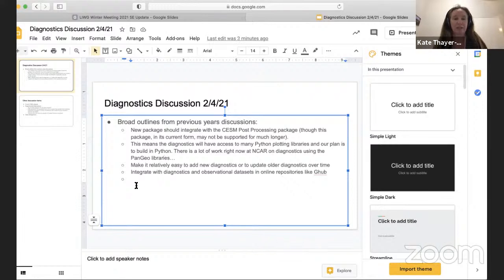And again, we also want to integrate with the diagnostics and observational data sets and online repositories like GHub or other places where observational data sets are available that would be useful for comparisons. So if anybody else has other thoughts, I can take some notes here, and I'd be very interested in hearing what people think.